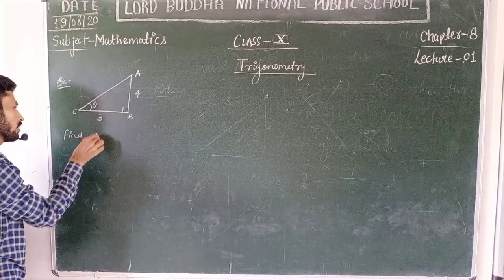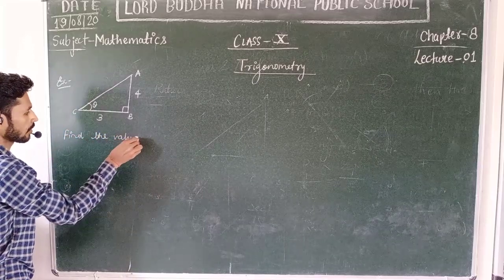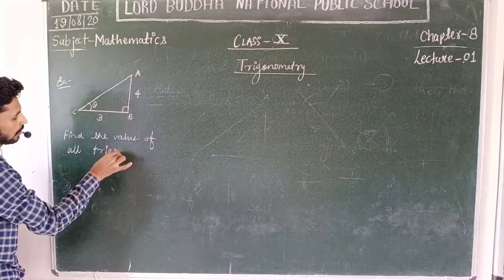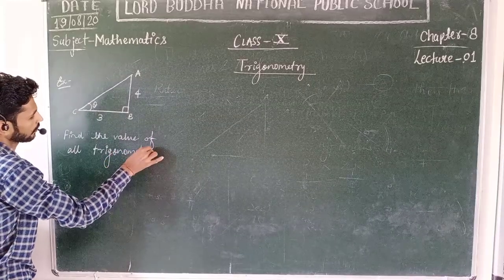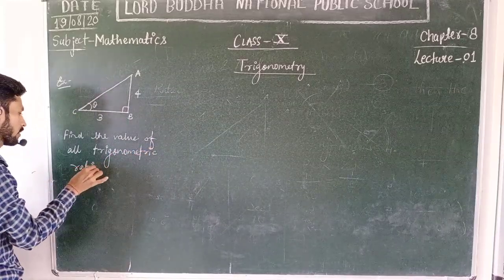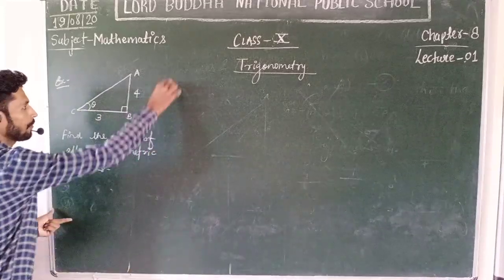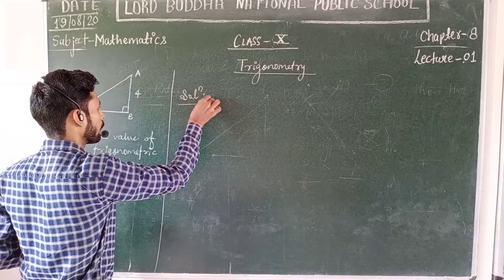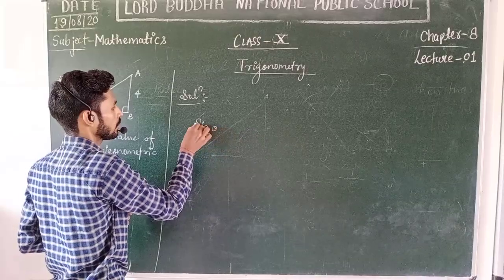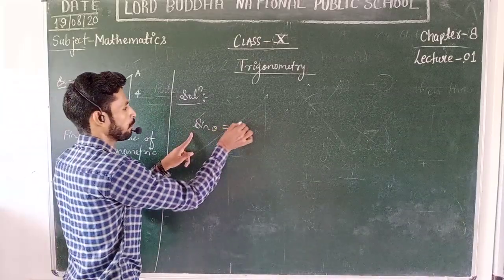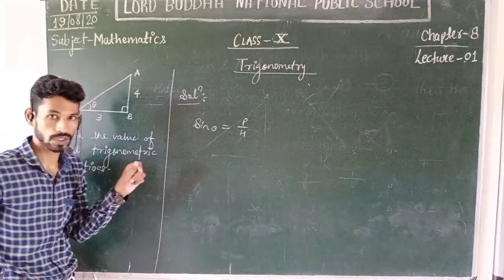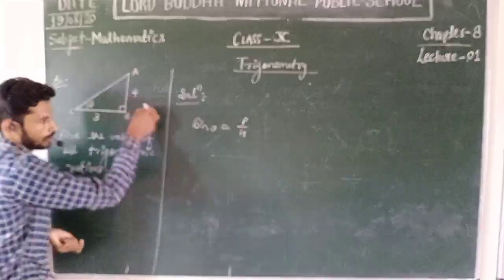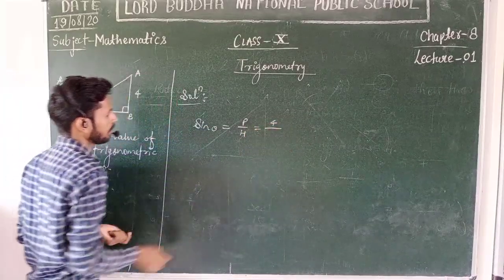Find the value of all trigonometric ratios. Okay, so if we are going to solve this problem, then first we have to write sin theta. Sin theta equals perpendicular upon hypotenuse. So write the value of perpendicular. What is the value of perpendicular? It is 4. So write here 4 upon hypotenuse.